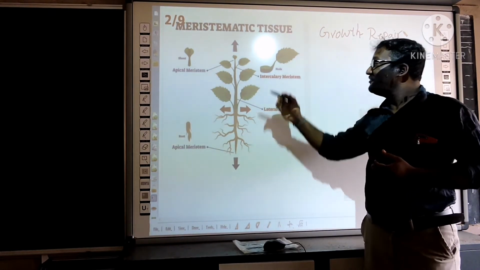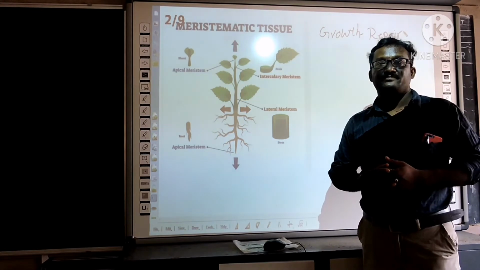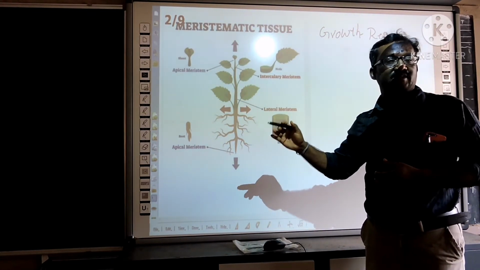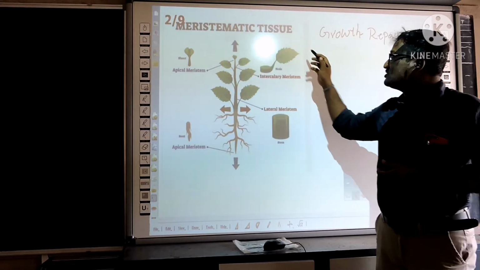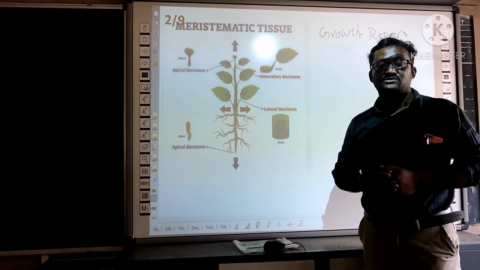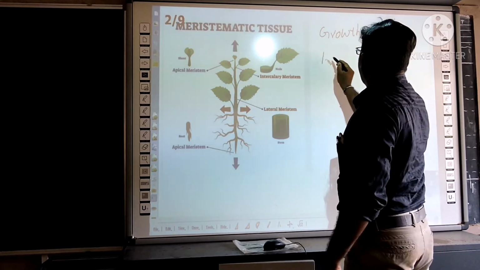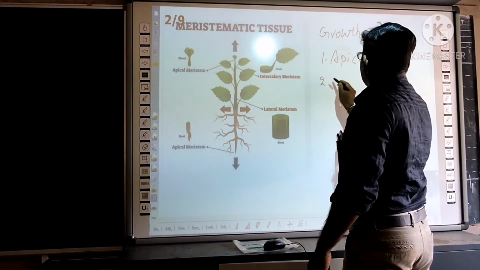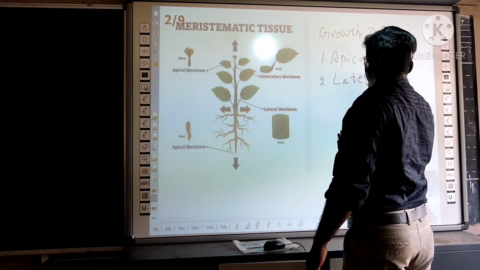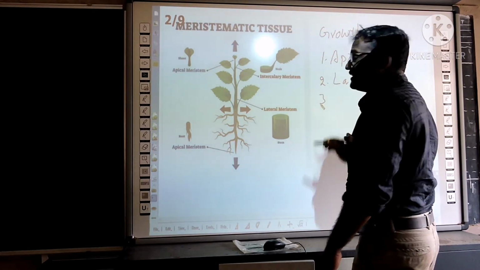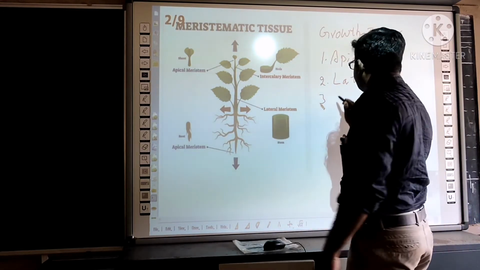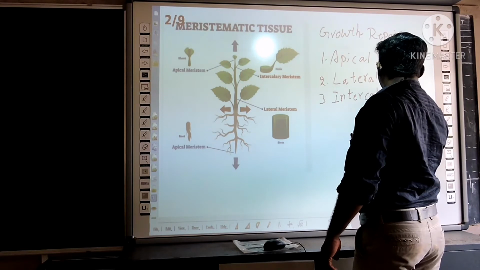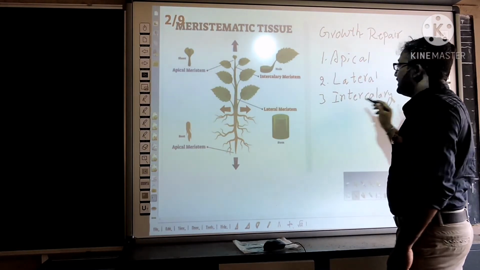They are located in various places and their functions are also different. So based on the function and location, the meristematic tissues are classified into 3 types. Those are apical meristem, lateral meristem, and the third one is intercalary meristem.